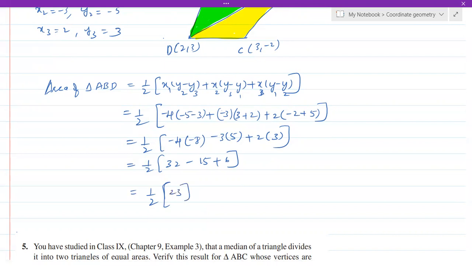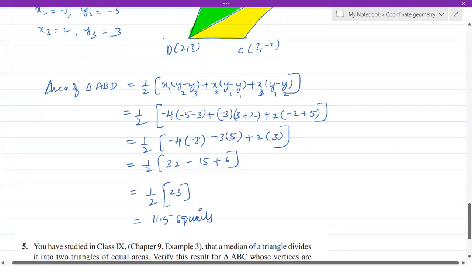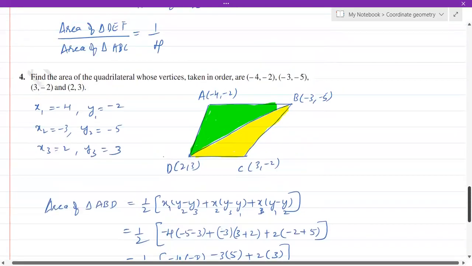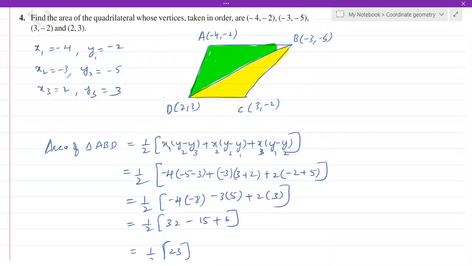So it becomes 23 by 2 square units. 23 by 2 is 12.5. Sorry, 11.5. Yeah, 11.5 square units. That's the area of the triangle ABD, which we have shaded in green color. Similarly, let's find the area of the triangle in yellow color.